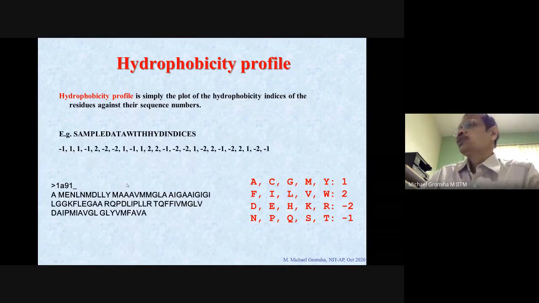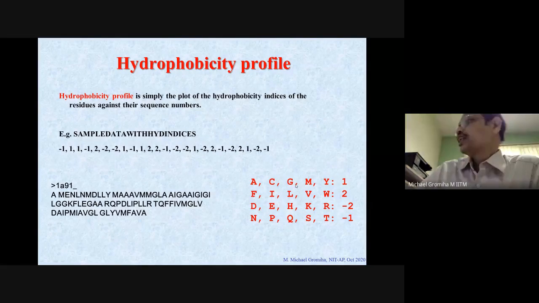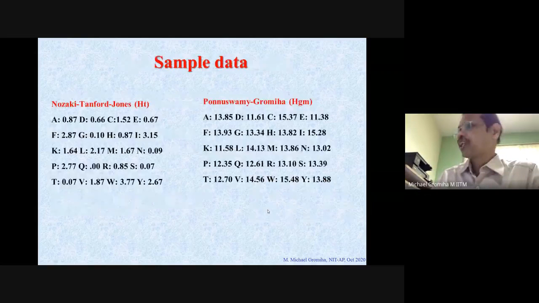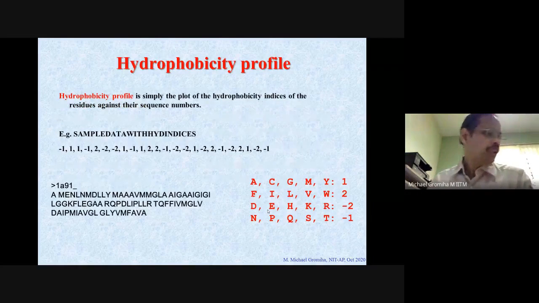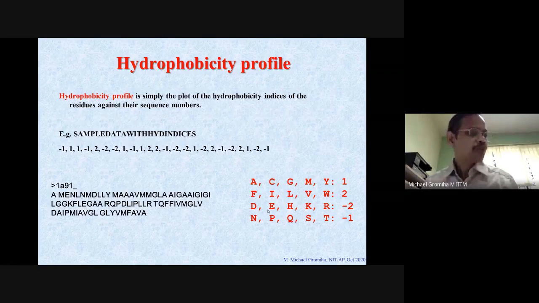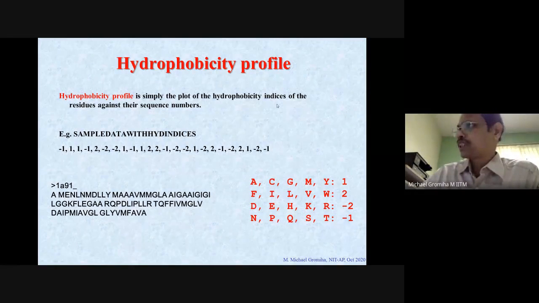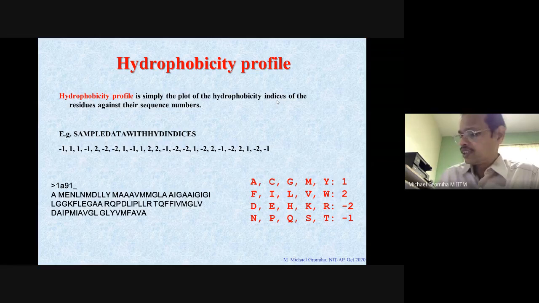Fine. So here now I have this sequence, right? And I gave these numbers. Already I gave these numbers earlier. The same numbers I use here. So you can make a profile, right? Using this one. What is a profile? The hydrophobicity profile is simply a plot of the hydrophobicity indices of the residues against the sequence numbers. That means on the x-axis you have the sequence, on the y-axis you get the numbers, right?